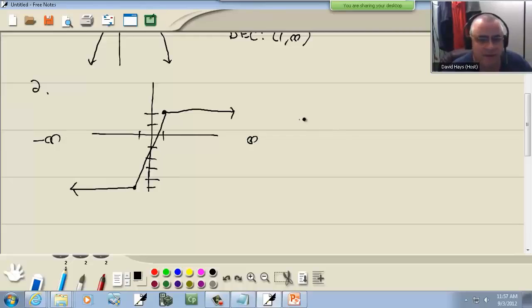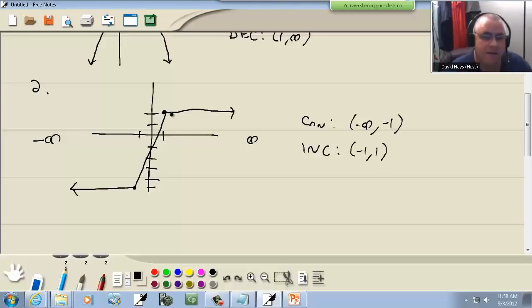So coming from the left, it's coming from negative infinity. And actually, let me put that first. It's constant. It's straight across. So it's constant from negative infinity, and it stops being constant at negative 1. Remember, we only use our x values in our actual answer. And then from negative 1 to positive 1, it's increasing. And then from 1 to infinity, it's constant again. So those would be our answers.